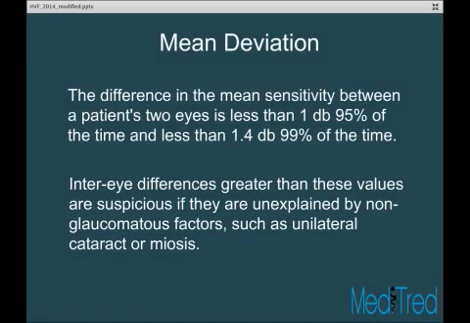The difference in the mean sensitivity between a patient's two eyes is usually less than 1 decibel. Inter-eye differences greater than these values are suspicious if they are not explained by non-glaucomatous factors, such as cataract or miosis.